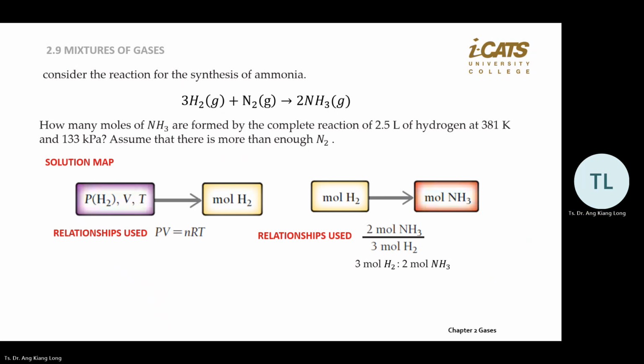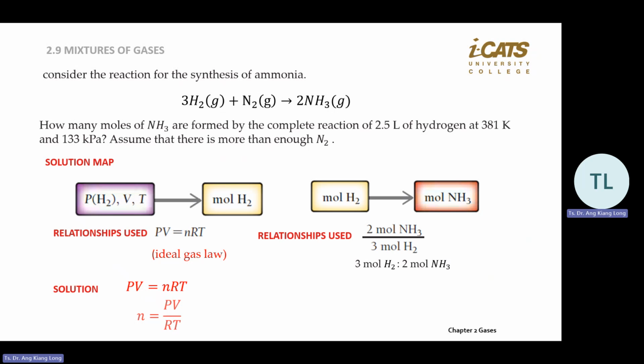Okay? He asks you how many moles. So you need to convert this information, 2.5 liter of hydrogen, into moles. Get the mole first. Every time you see a stoichiometric question, first step in your mind is, I need to find the mole. I need to convert everything I see in a question into mole. Yeah? Okay. So this will be the last slide.